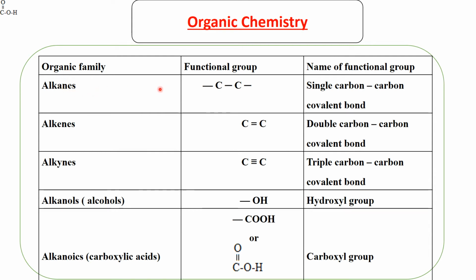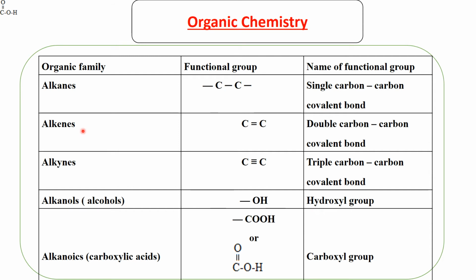For alkanes, the functional group is just a carbon connected to another carbon by this one line. This one line means a single bond. A single bond means there are two electrons here. It means a carbon has contributed an electron and another carbon has contributed an electron. So there's just a pair of electrons that makes this bond. So the name of this functional group is single carbon to carbon covalent bond.